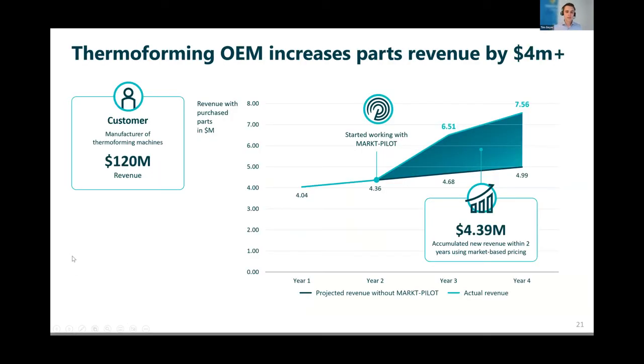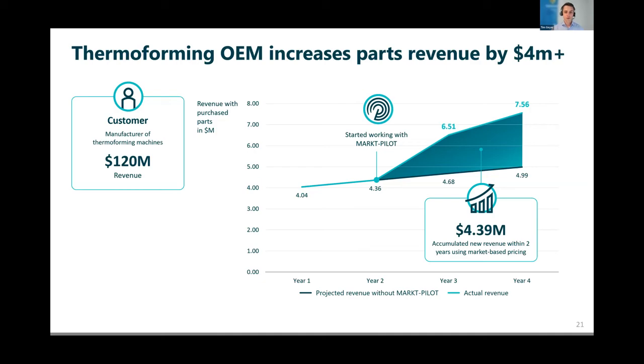Now, one very simple case study, that's actually one of our very first customers that we've worked with, a German manufacturer of thermoforming machines that does about 120 million in annual revenue. When they started working with us, in year 2, they were looking at about 4.36 million in revenue with purchase parts. Their plan was to grow that organically through their efforts to about 5 million in year 4. But then they started working with us.